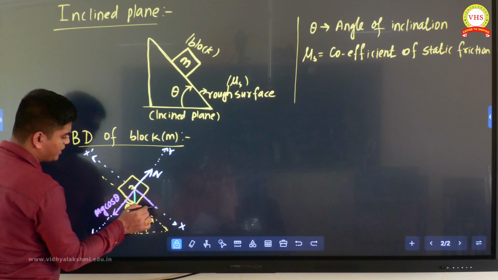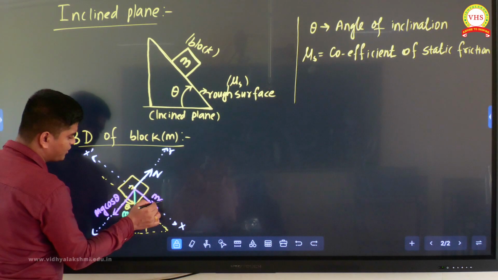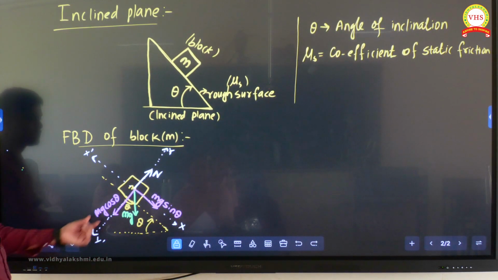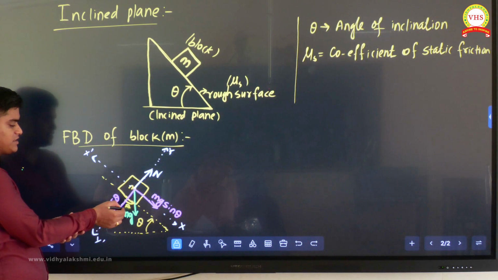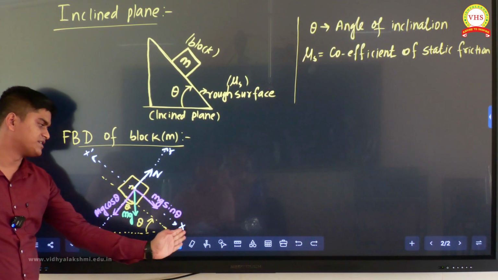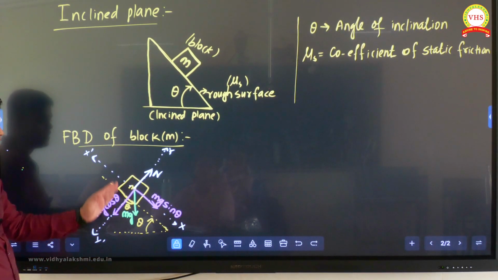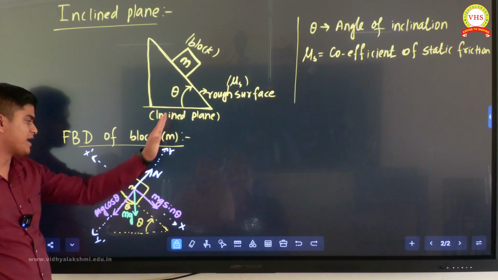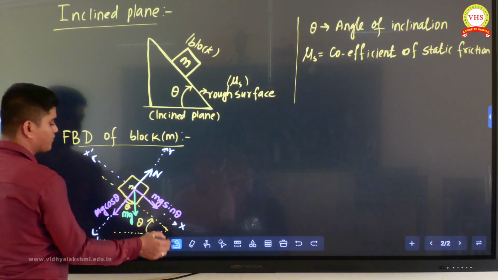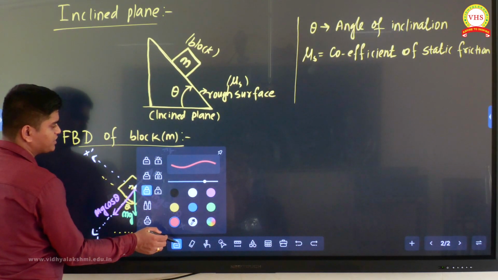In this direction will be mg sin theta. Now mg has two components: one is mg cos theta, the other mg sin theta. Check here, this is the theta connected to the x-axis. So mg will have one component cos theta and another along the x-axis, mg sin theta. And the inclined plane is pushing that mass with normal force N. And as you told, it's a rough surface, so friction will come into existence.